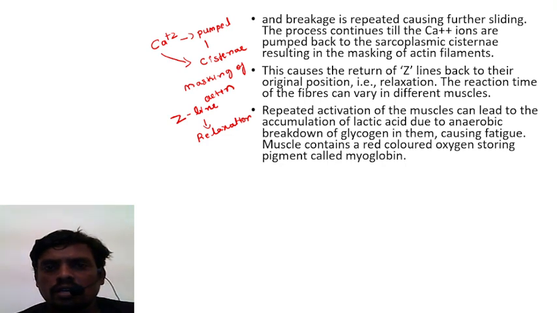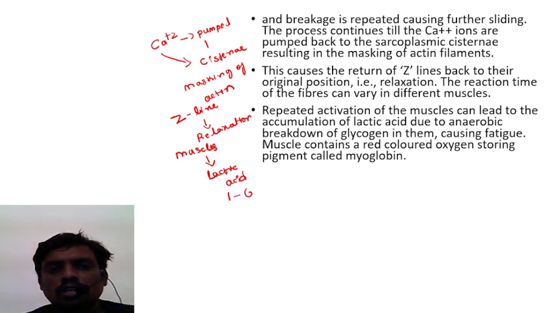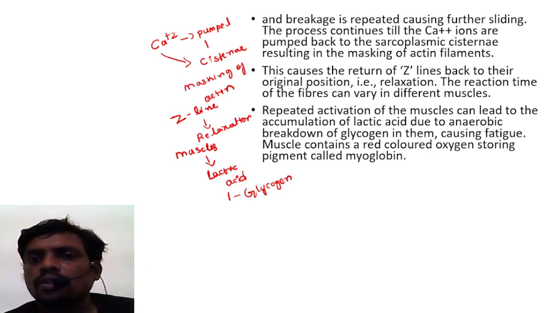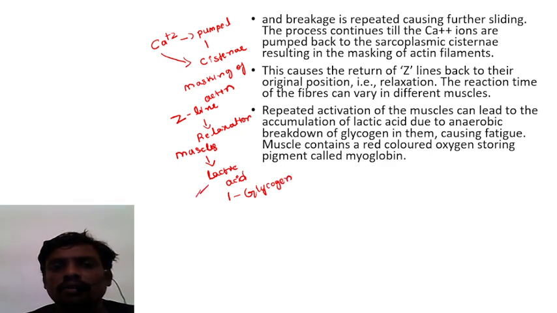Here, consider a repeated activation of the muscle. If muscles are continuously activating, what will happen? This leads to accumulation of lactic acid due to anaerobic respiration. During anaerobic respiration, glycogen will be converted into lactic acid. If lactic acid formation occurs, it causes muscle cramps or muscle fatigue.